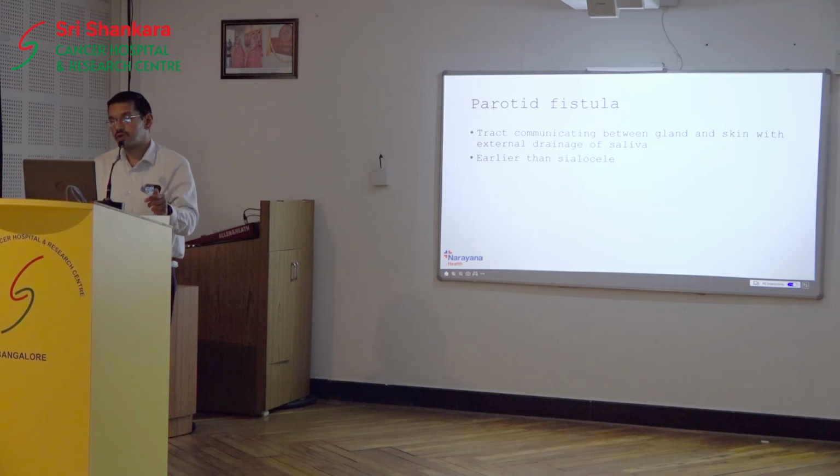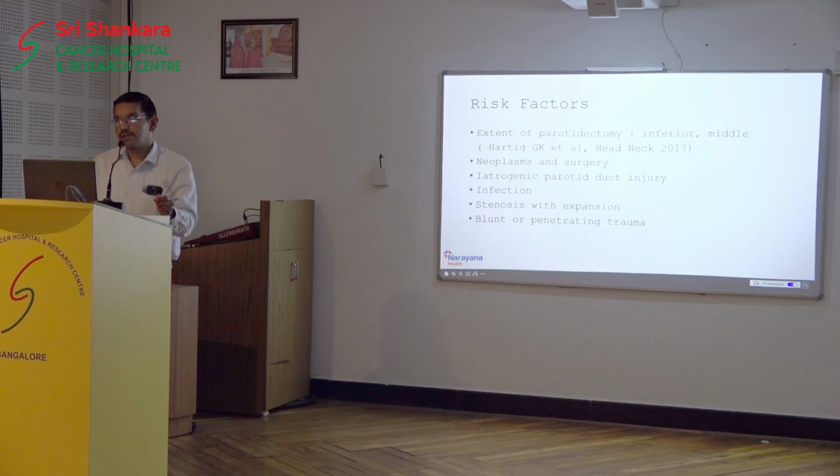A parotid fistula, in contrast, is when you have a tract communicating with the skin, between the gland and an external drainage of saliva. So, by definition strictly, it develops much earlier than a sialocele. The risk factors: the extent of parotidectomy, inferior and middle having a little higher risk, neoplasms and surgery. Of course, a parotid duct injury, infection, stenosis with subsequent expansion of the parenchyma and the gland, or of course blunt or penetrating trauma.